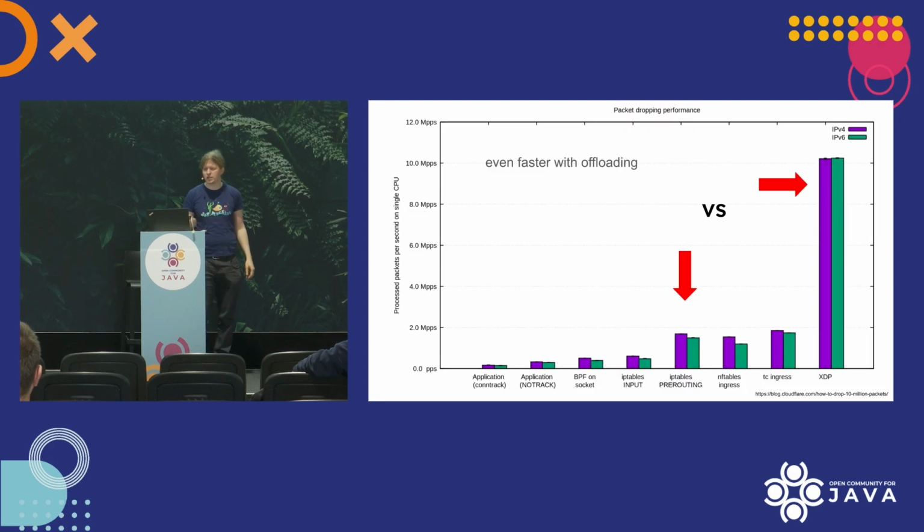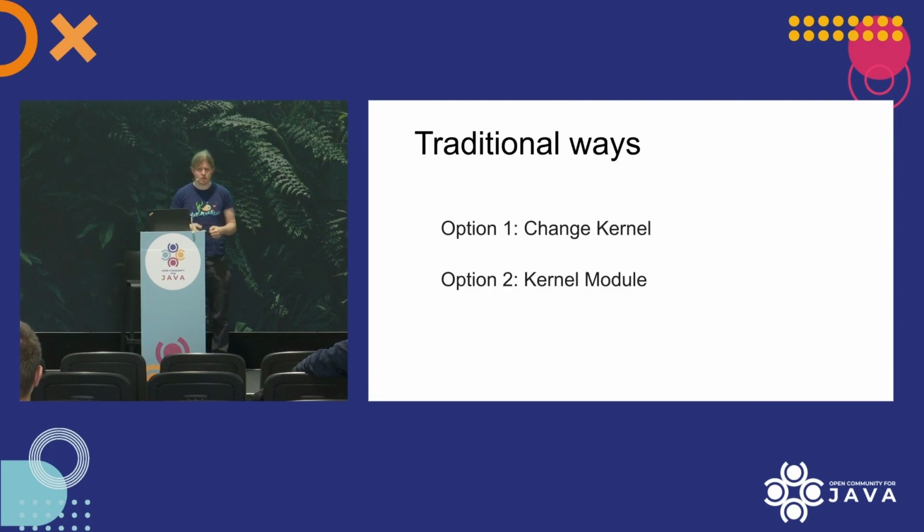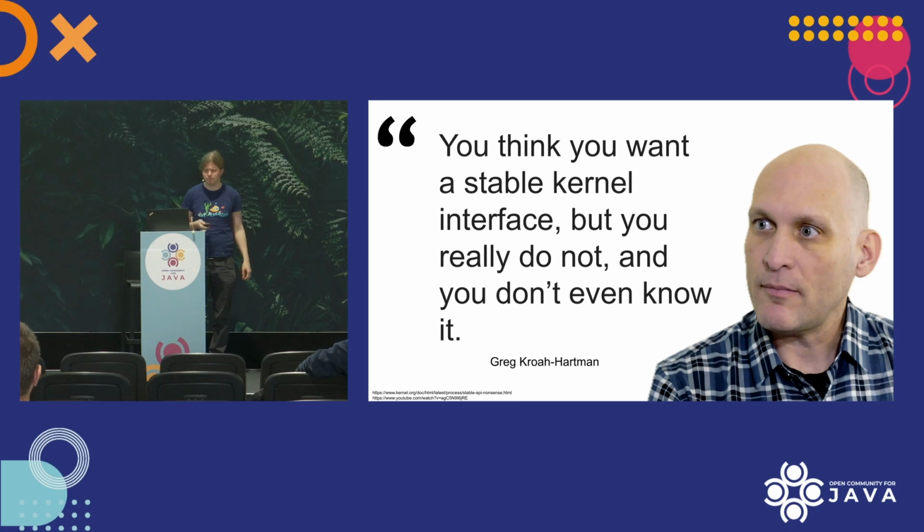So the traditional ways to work with this are pretty simple. We can either change the kernel or we can change the kernel module. Both of these options are really good. To quote Greg Kroah-Hartman, you think you want a stable kernel interface, but you really do not, and you don't even know it.